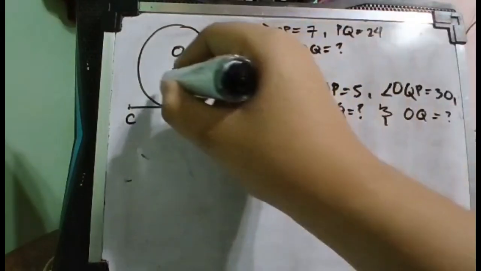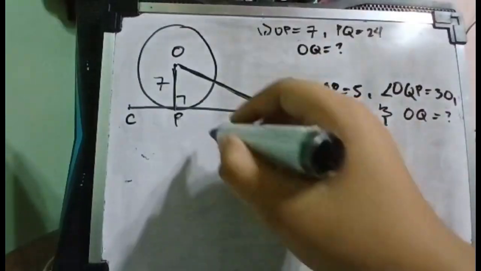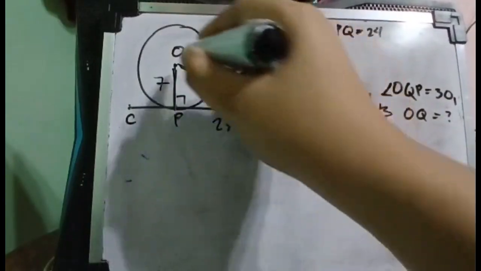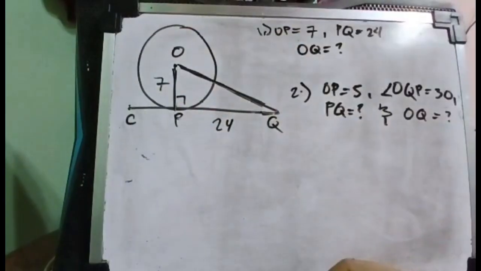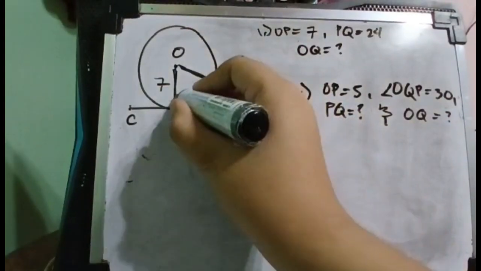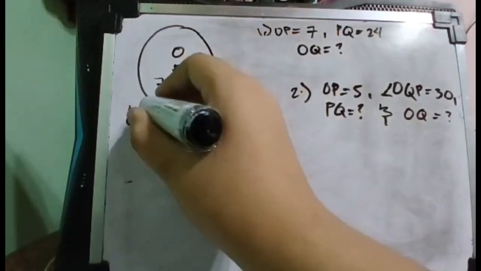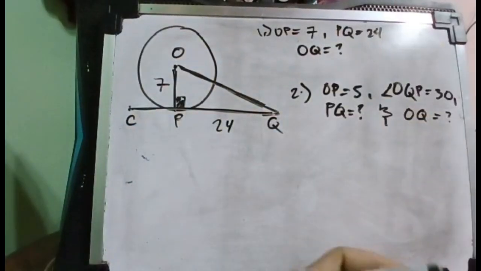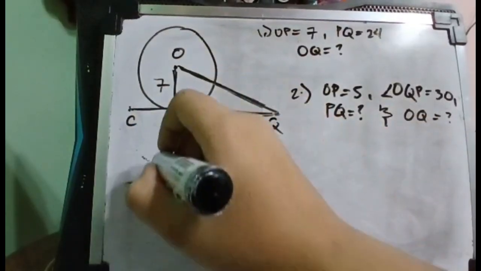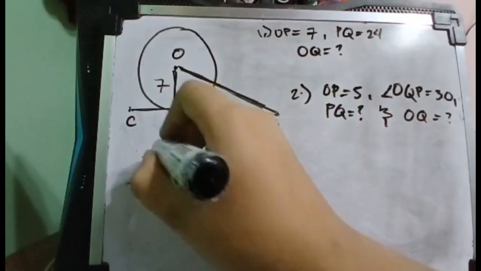So, OP daw is 7, and then PQ is 24. What is OQ? So, basically, we're going to use the hypotenuse or the Pythagorean theorem because ito ay perpendicular because of this tangent line. That's a tangent line, okay? Ito yung point of tangency nila. So, Pythagorean theorem natin.